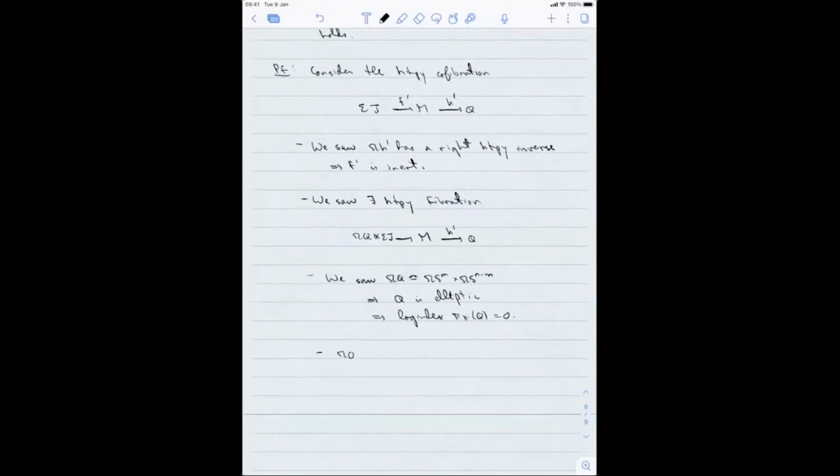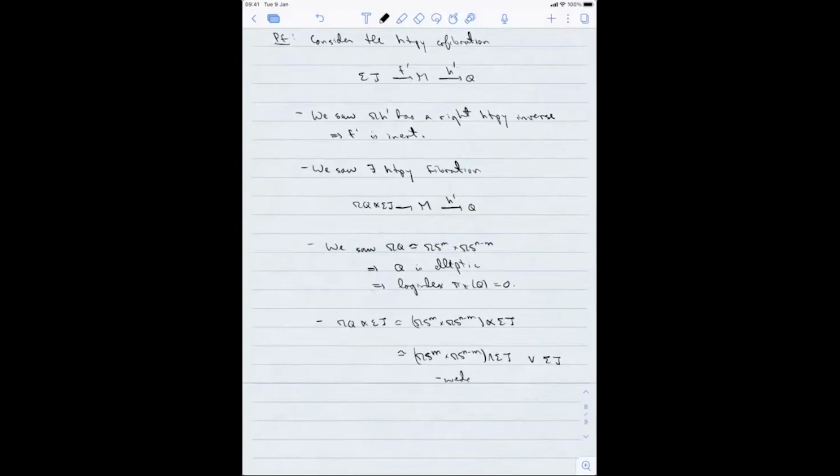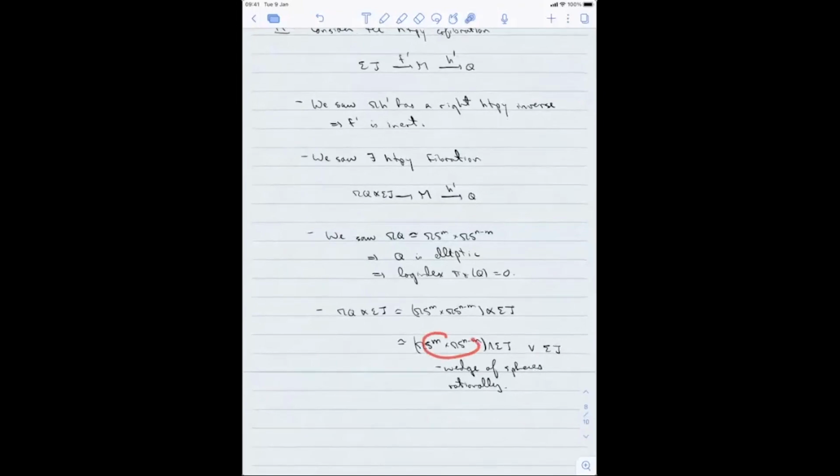On the other hand, if you look at loop Q half smash suspension J, substitute in what we know about loop Q. It's loop S^M cross loop S^(N-M), and then half smash it with J. That would be loop S^M cross loop S^(N-M), smash suspension J, wedge suspension J. And this is a wedge of spheres rationally, because it's a suspension and this term is non-trivial, so long as J, I guess we can't have J be trivial.